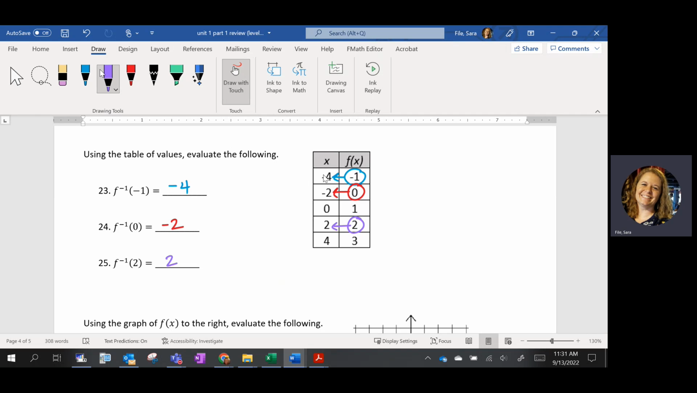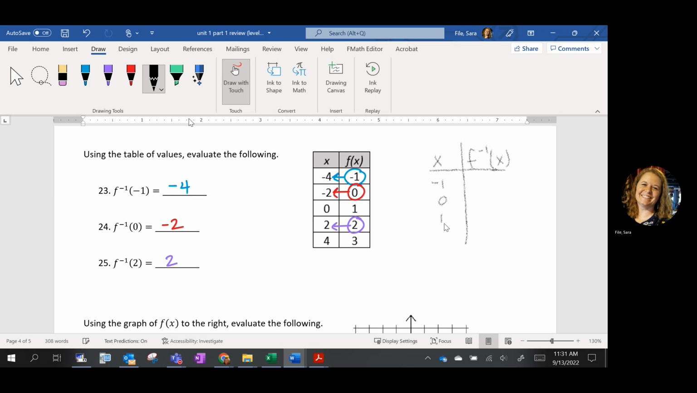Okay, if reading the table backward like that is not good for you, if that does not make sense, actually create a table for the inverse. If this was x and y, on the inverse they switch, right? So everything that was in the f of x column is now in the x column, and what was in the x column is now in the y column. And then you can look at it going forward.